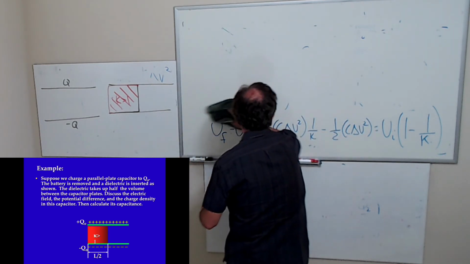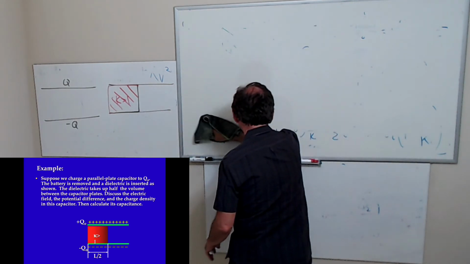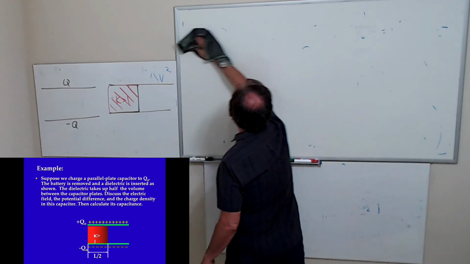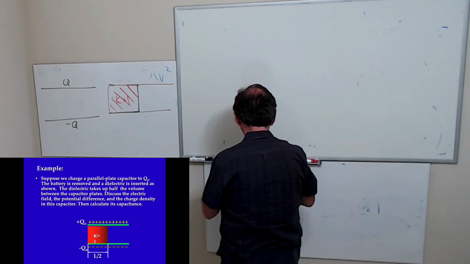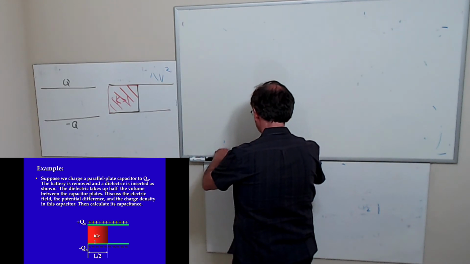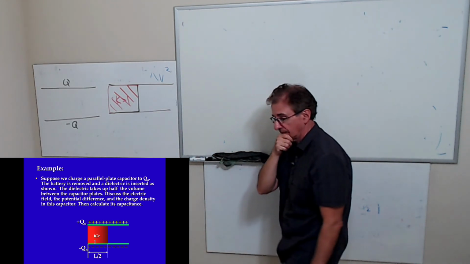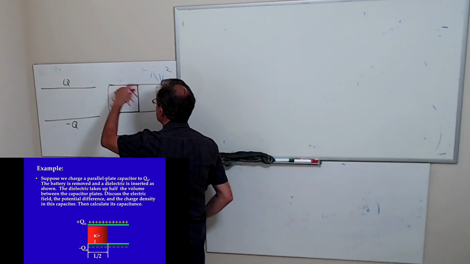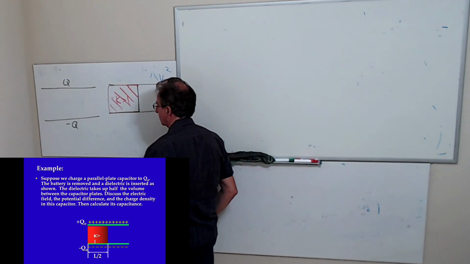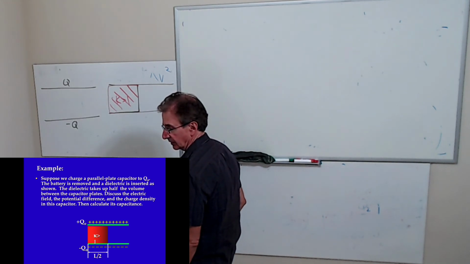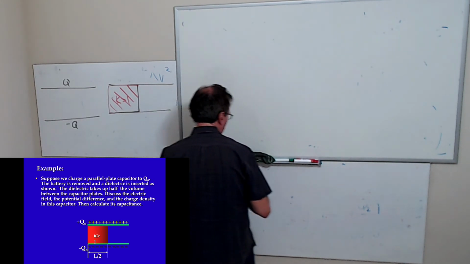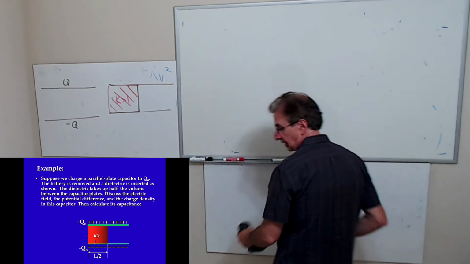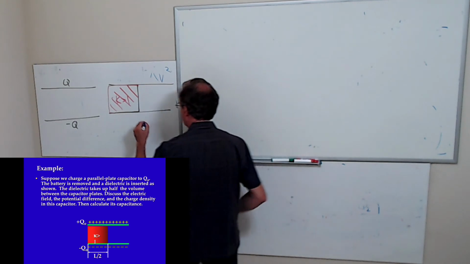It's not connected to the battery when I do this. Isn't it true that the charge is going to rearrange itself on this side and on this side? So let me label this in terms of two sides, the left and the right.